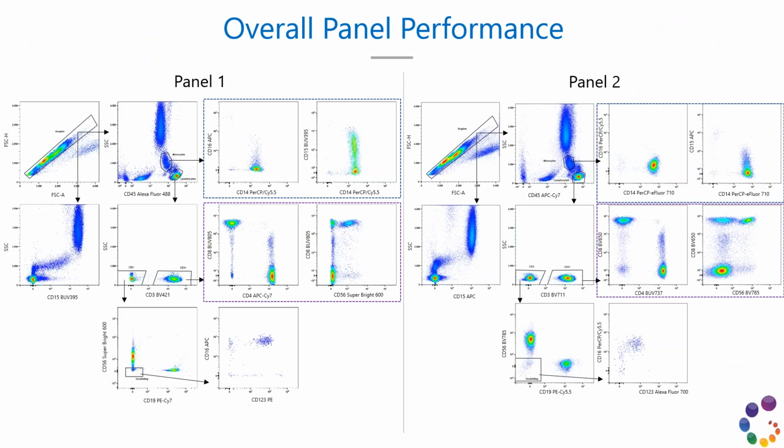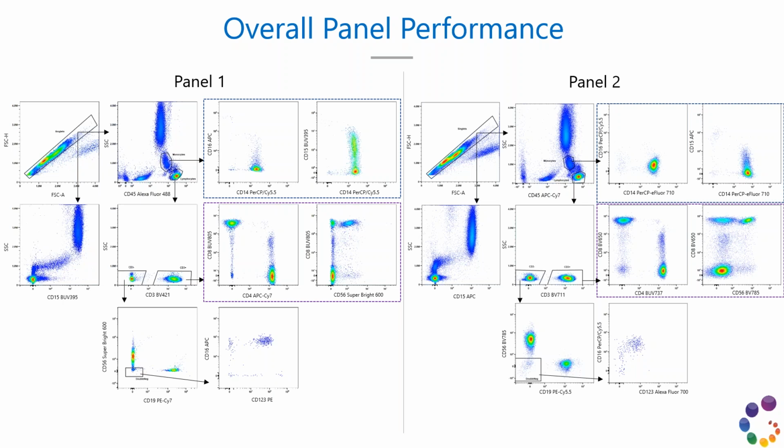Another thing you'll want to do, once you've explored what's going on in your single stained world, is look at your overall panel when you've gated your data and see how things are looking. Can you live with the amount of spread that's in your panel? Are you able to gate on the cells of interest that you're going for?